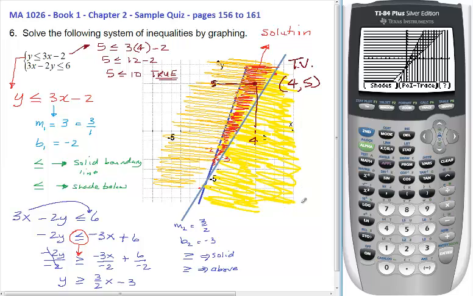Now I don't have a lot of room, so I'll come down here to test the second one. The second inequality is 3x minus 2y is less than or equal to 6. Again, I'm testing the point (4, 5), which is in my region. So 3 times 4, which is 12, minus 2 times 5, is that less than or equal to 6? Do I get a true statement? 12, subtract 2 5s are 10. So is 2 less than or equal to 6? Indeed it is. I have another true statement, so I know I've got the right point, therefore I have the right region, and there's a complete solution for number 6.